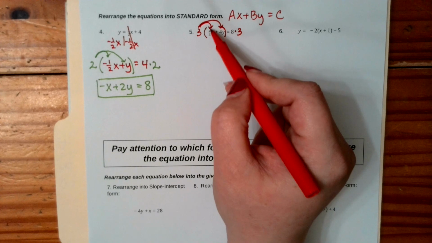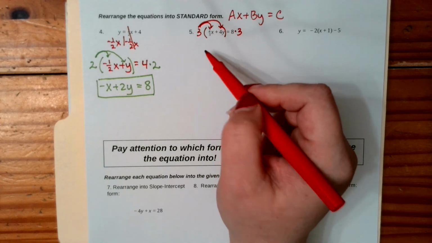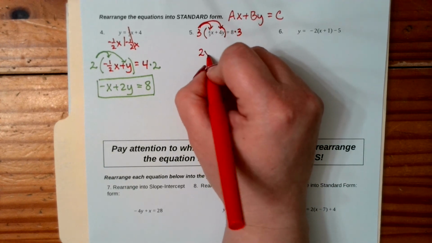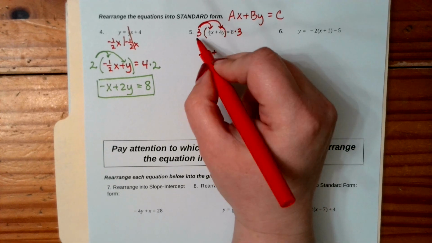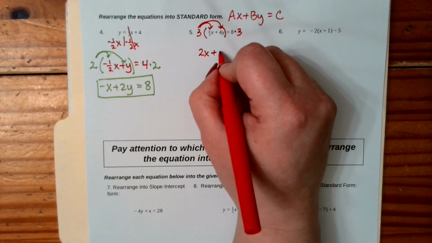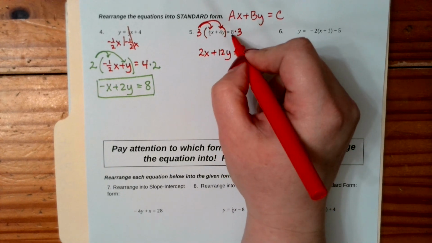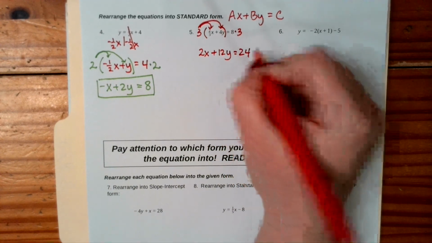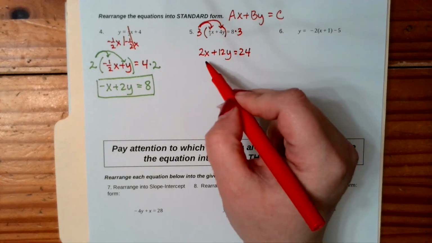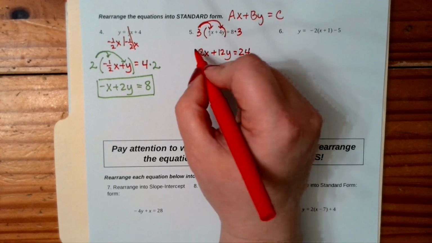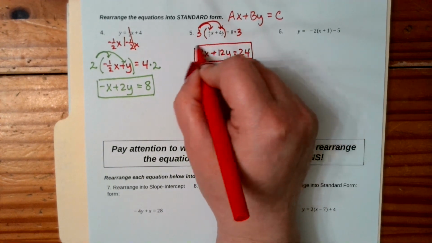If I do 3 times 2/3x, we can use our calculator to make sure, but we're going to end up getting 2x. And then 3 times 4y is positive 12y. And then equals 8 times 3, which is 24. So we have the x and the y on the same side. We have no fractions. We are good to go.